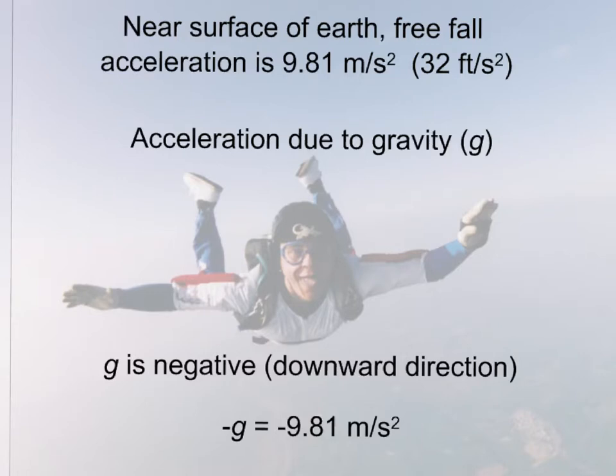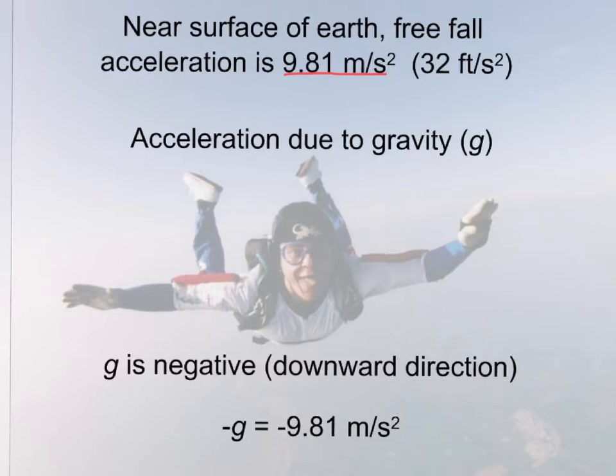Now, every planet is different, but near the surface of the Earth, free fall acceleration is always this number, 9.81 meters per second squared. It would be 32 feet per second squared if we were using non-SI units. But acceleration due to gravity is what we call that acceleration. And it is represented by a lowercase g. That means acceleration due to gravity.